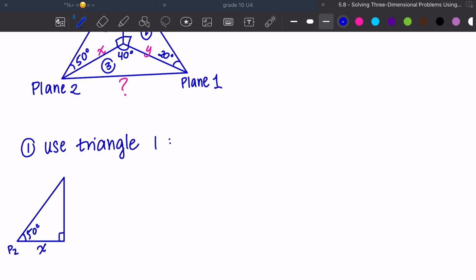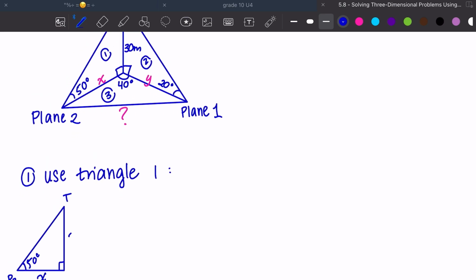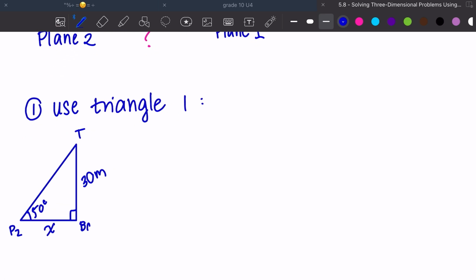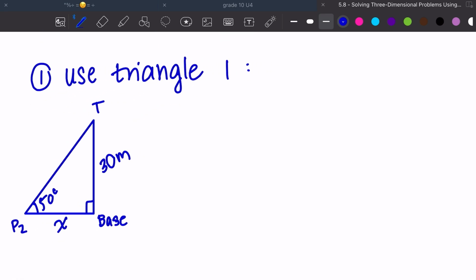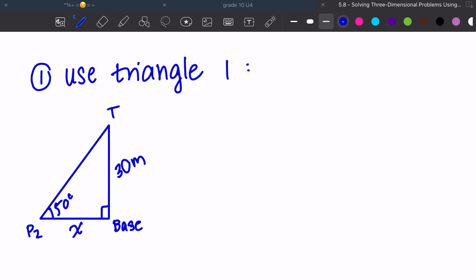This is my P2, my plane 2. This is my tower, and this is 30 meters. And we'll call this just B for base. That's the base of the tower. What information do I have here? Tan. Why tan? It's opposite and adjacent. So, okay, I can use tan based on the information I have.